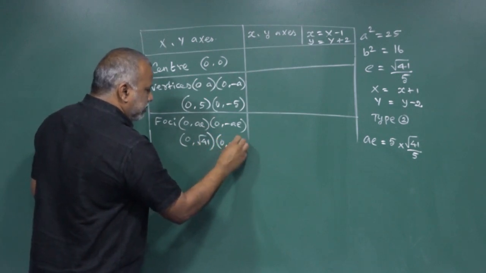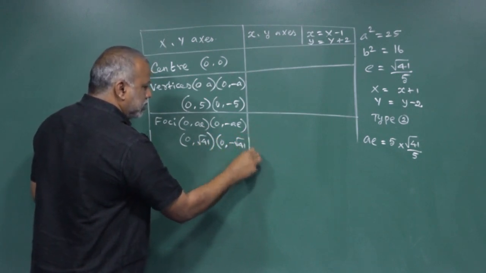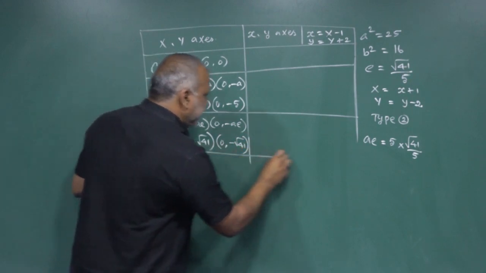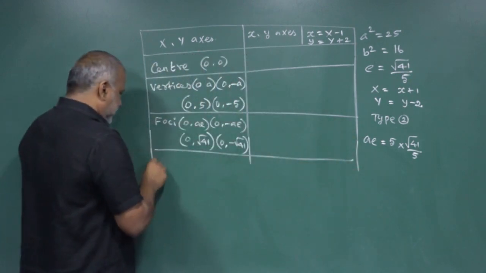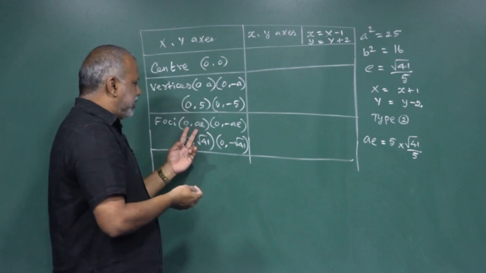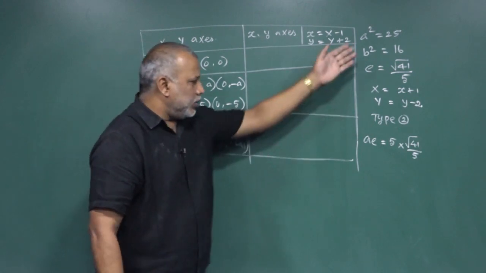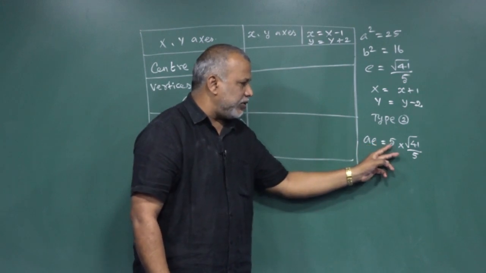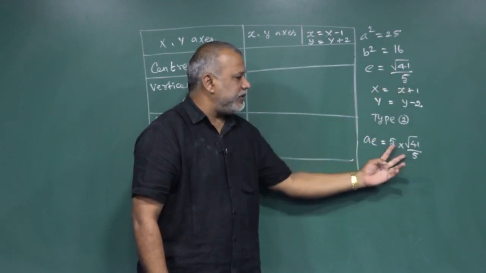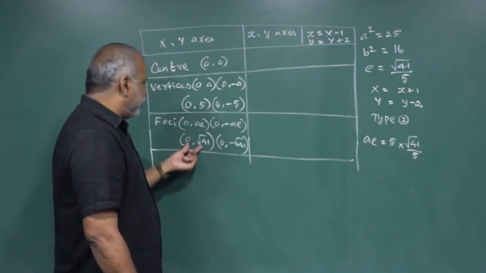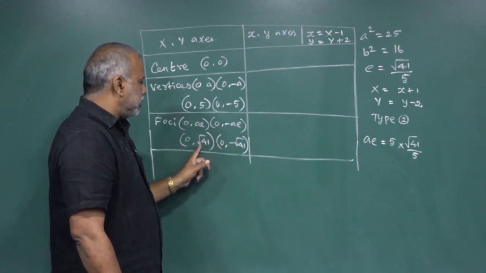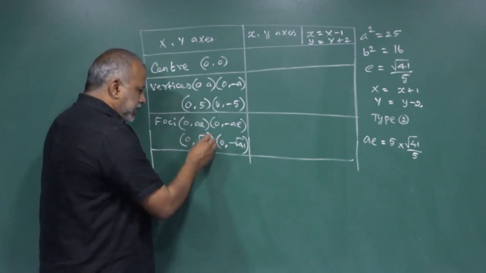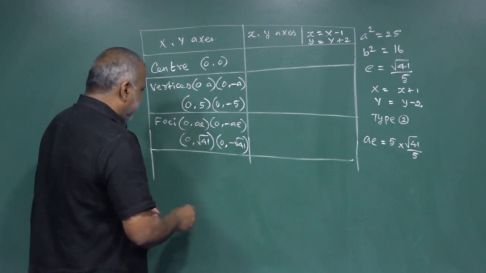Again 0 comma minus root of 41. Just substitute the data. That's all your work. Simple method: 0 comma ae, 0 comma minus ae. Work out everything in your rough column. Then ae means a value 5, e value root 41 by 5. 5 will be removed. Therefore root 41. 0 comma root 41, 0 comma minus root 41. This is the value of foci.